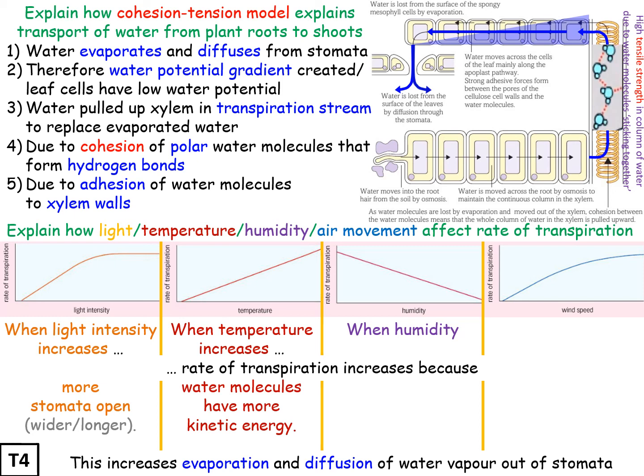In terms of humidity, when does humidity increase the rate of transpiration? That's when humidity decreases. So when you decrease humidity, the rate of transpiration increases. That's because an environment that is more humid has more water vapor outside the leaf. So if there's more water vapor outside the leaf, the difference between inside the leaf and outside the leaf is less. That means the concentration gradient will be lower. So having a lower humidity means that the concentration gradient will be increased. And that means that there'll be more evaporation, diffusion of water vapor out of the stomata.